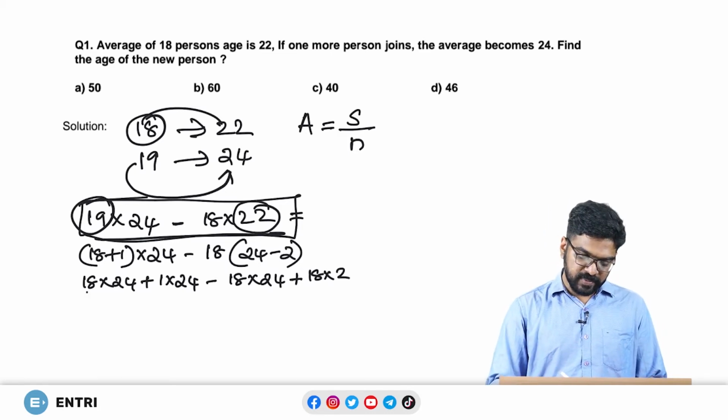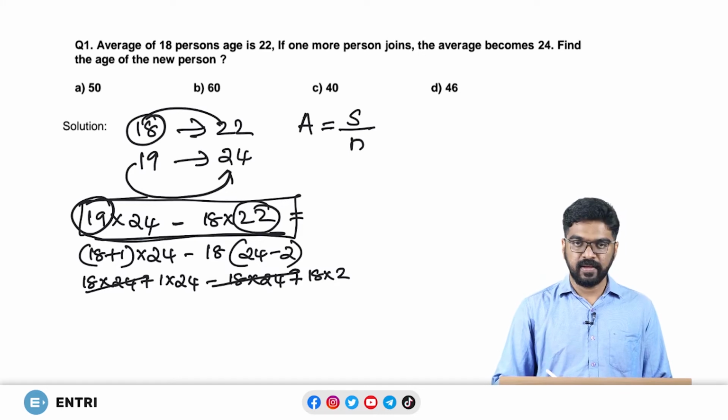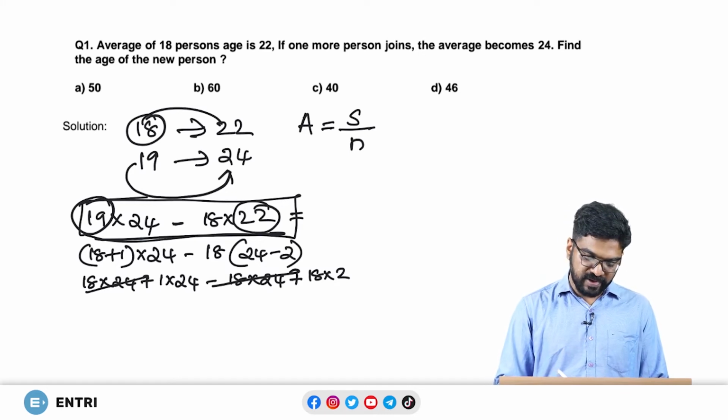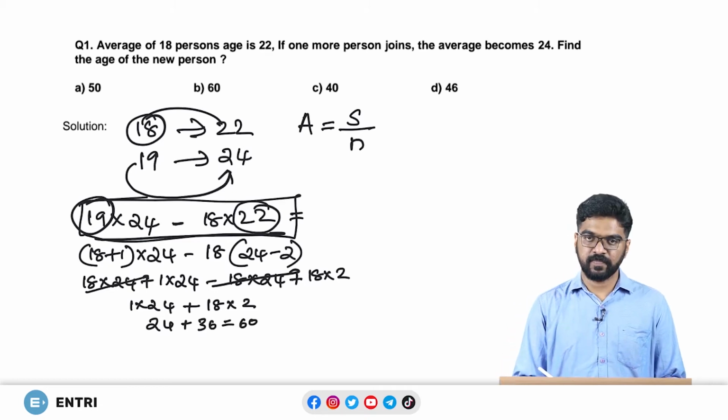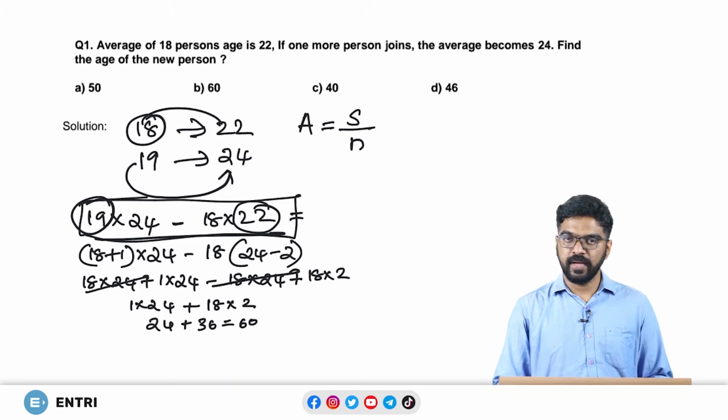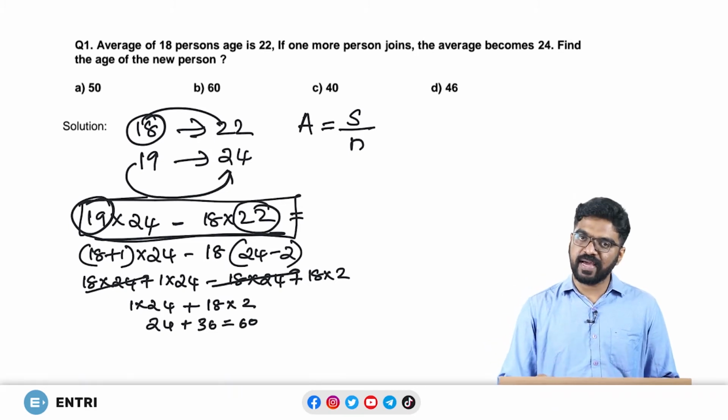Now look at here. This value will get cancelled, right? So what I am left with is 1 into 24 plus 18 into 2, which gives me 24 plus 36, which is equal to 60. So this is how we normally do it. What I did is I just split the value and I obtained a new expression.